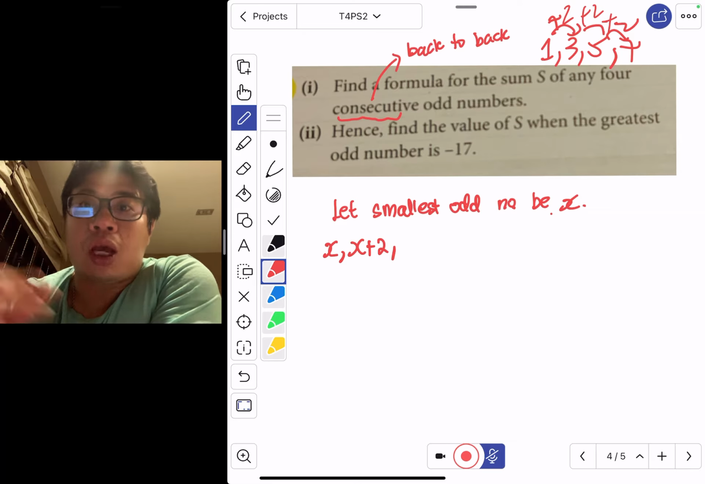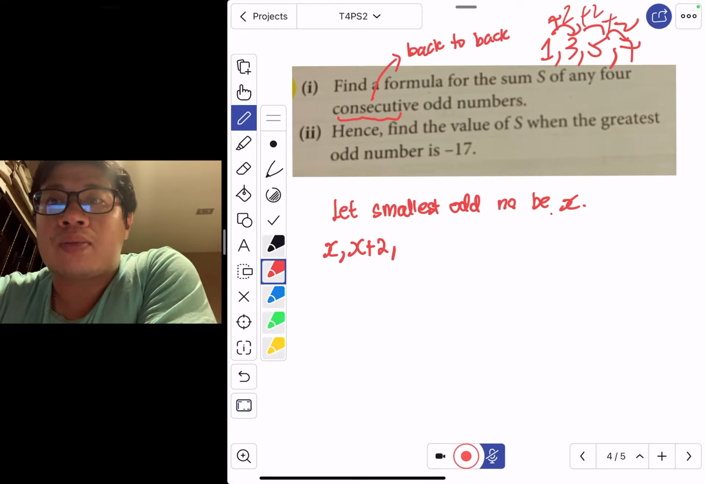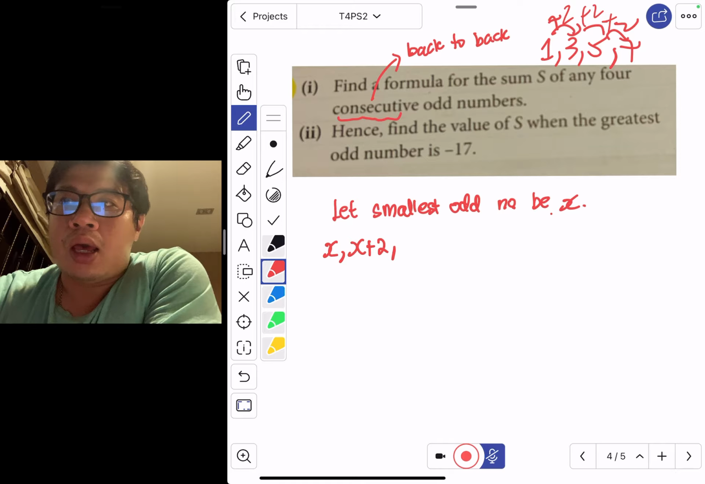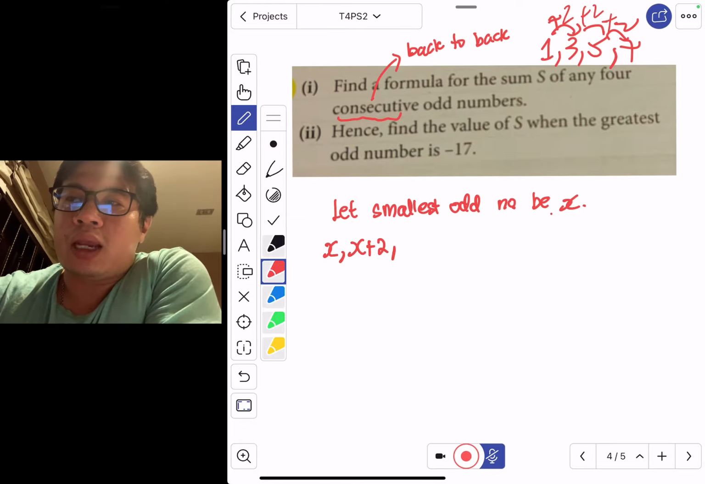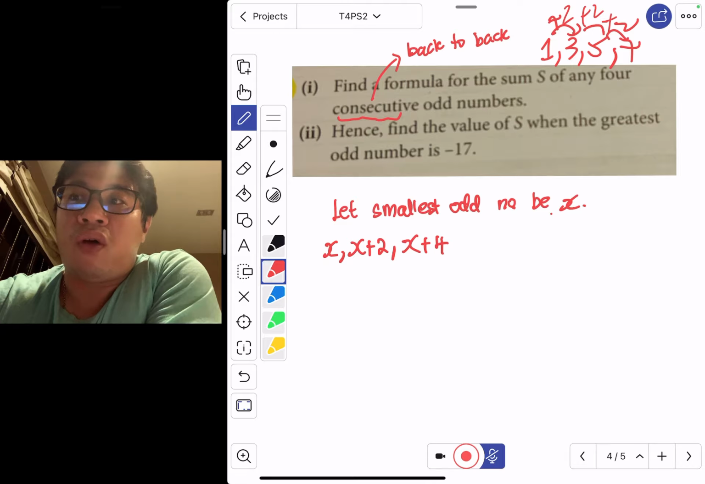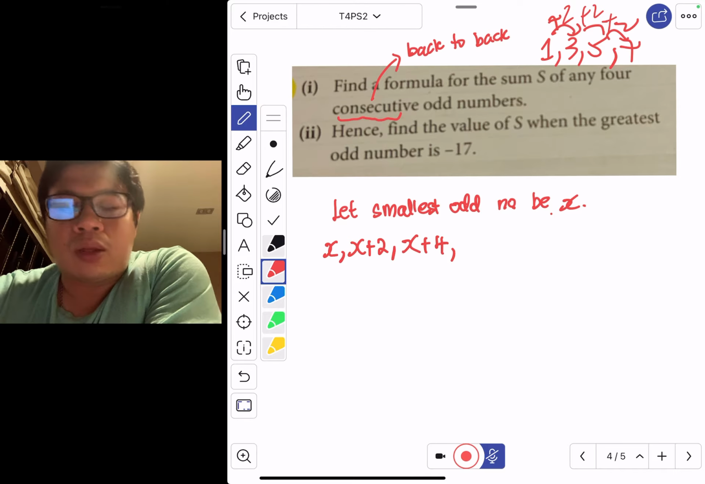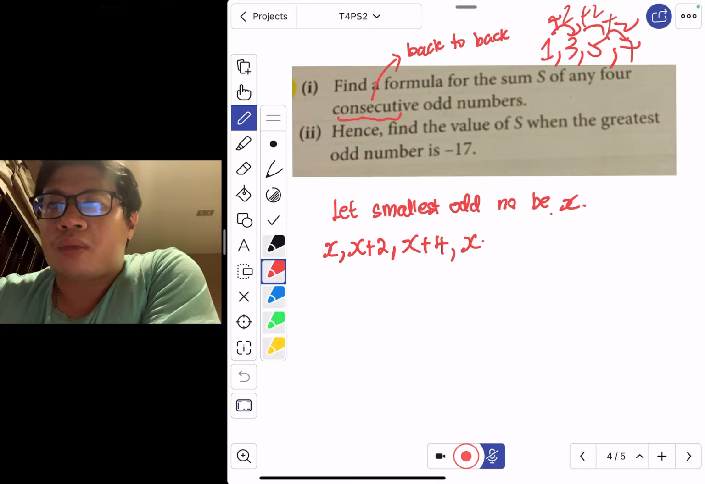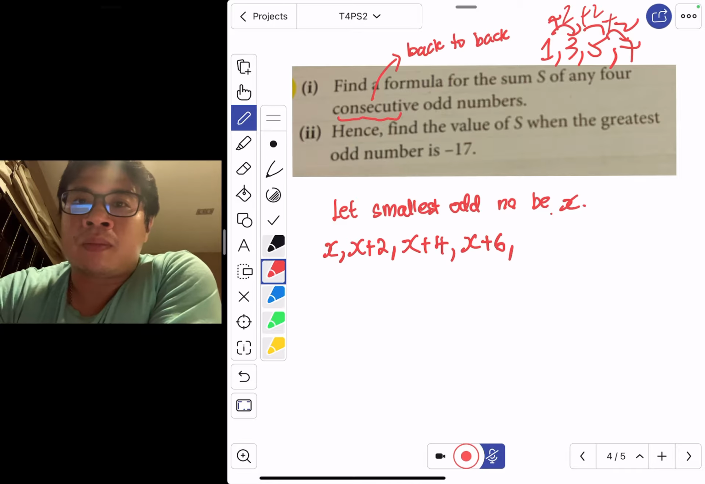Take a while to understand this. If the first odd number is x, the next number will be x plus 2. The next odd number will be again plus another 2, which is x plus 2 plus 2, that's x plus 4. The next odd number, after x plus 4, will be x plus 6.